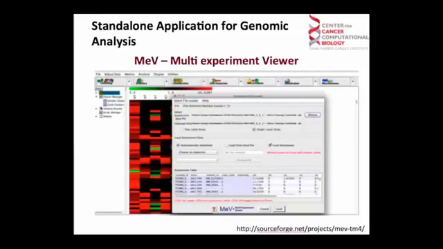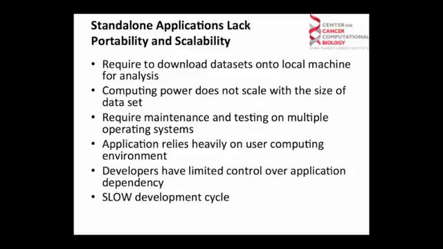The original WebMeV is a Java-based standalone application for genomic analysis that requires users to download it. While the standalone WebMeV still allows users to analyze data, it requires downloading datasets onto local machines. The computing power does not scale with the size of the datasets. It requires maintenance and testing on multiple operating systems, and the application relies heavily on user computing environments, so the developers have limited control over application dependencies. Furthermore, it has a really slow development cycle.